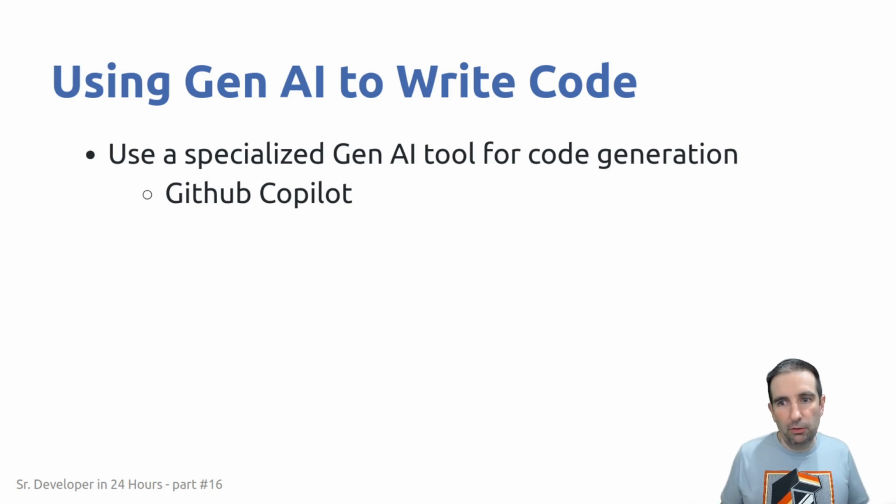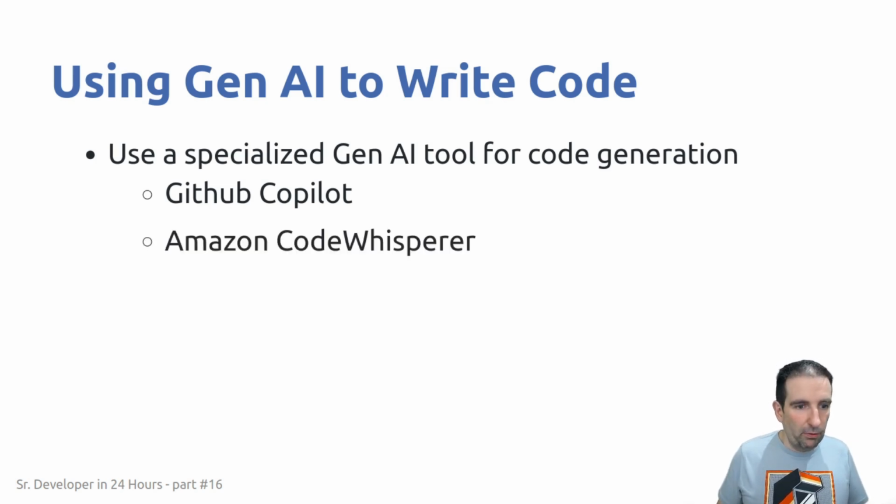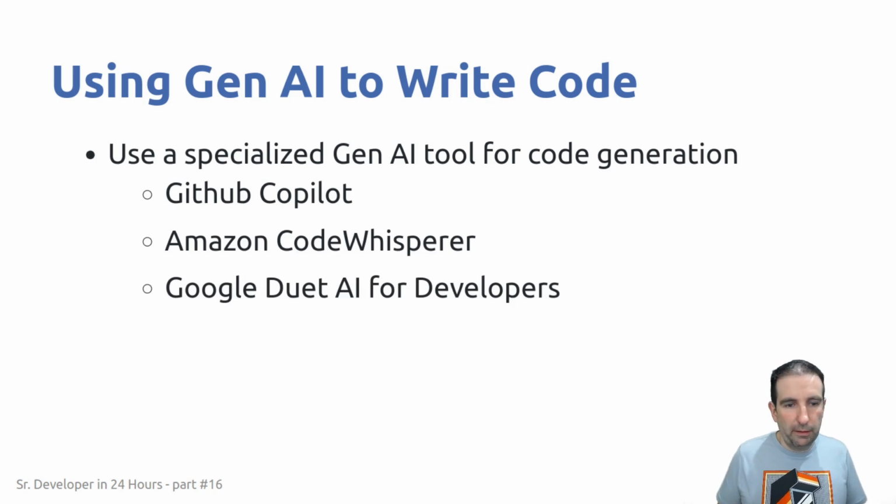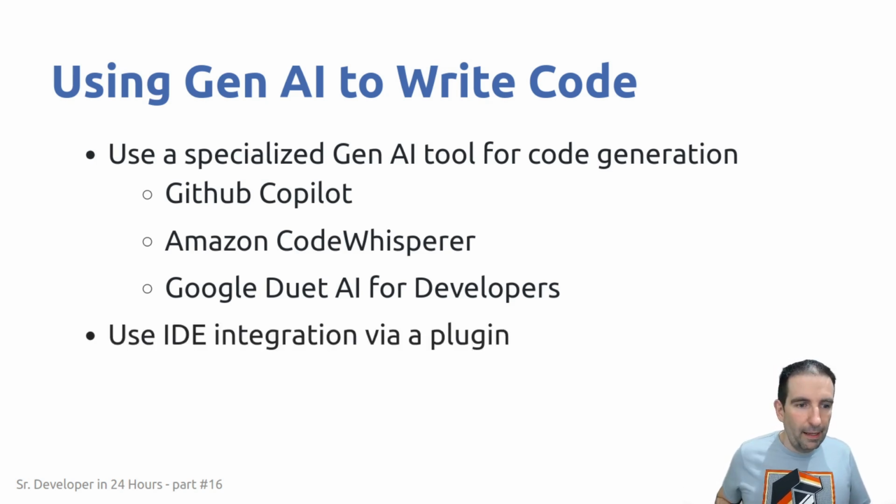And here we're talking about tools like GitHub Copilot, Amazon Code Whisperer, Google Duet AI for developers. Those are tools that are designed specifically to help us write code. And one of the main advantages is that they have good integration with our IDEs through plugins. So right within the IDE, you're able to get suggestions, you're able to get basically all of the functionality provided by the underlying model without having to go to a separate website, pasting some of your code, doing things out of band.